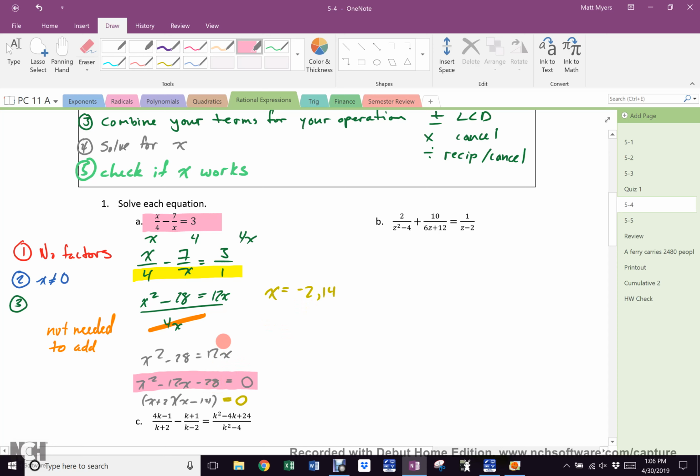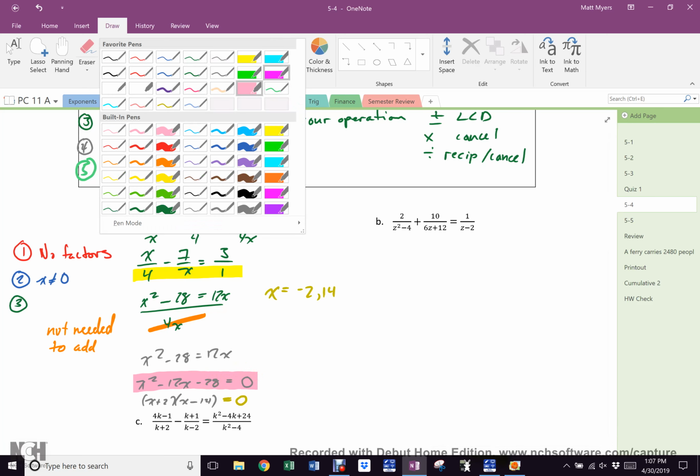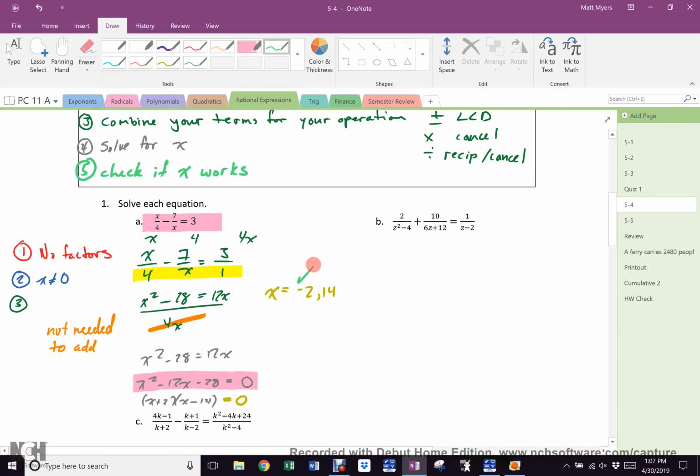The first thing we check, x wasn't ever allowed to be 0. Was 0 an option? No, so we gotta check them both. What is -2 squared? 4. What is -2 times -12? +24. What is 4 and 24? 28. Is 28 minus 28 0? Yes. So, -2 is right.